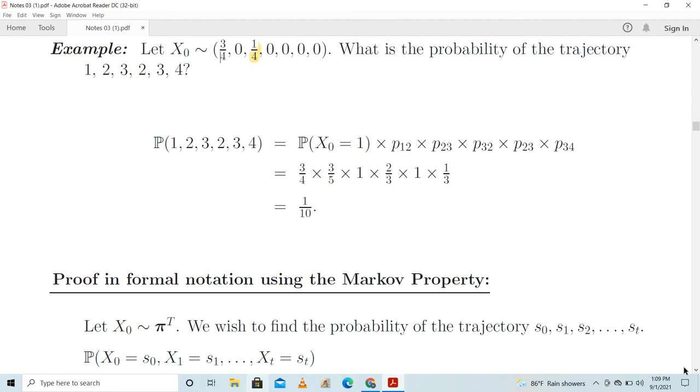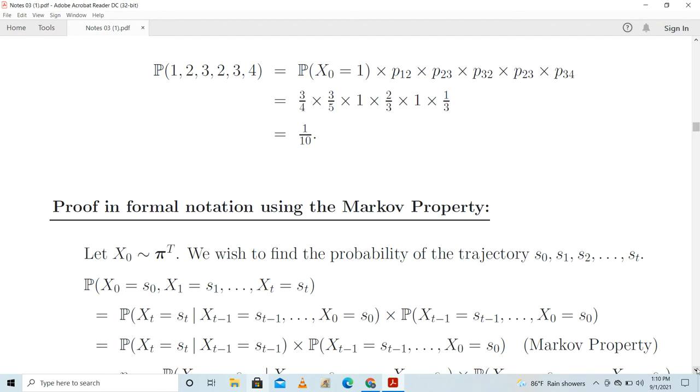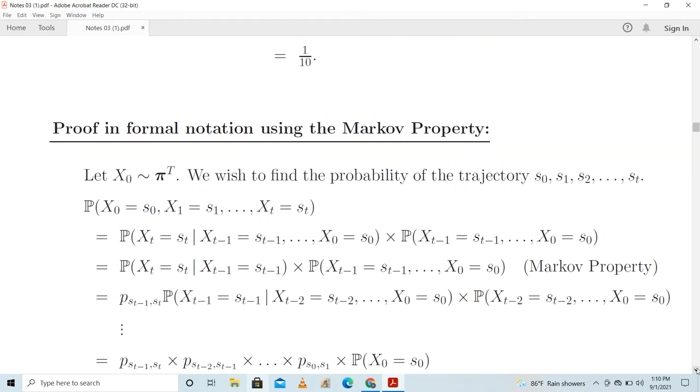So in order to find the probability of a given trajectory, you need to know the probability of reaching each state at the initial stage, right? Or at least the probability of reaching the first state of the given trajectory at the initial stage. Actually, we can nicely prove this using the Markov property. Let's say x0 has a distribution pi, that is, when time equals 0, we know the probabilities of reaching all these states.